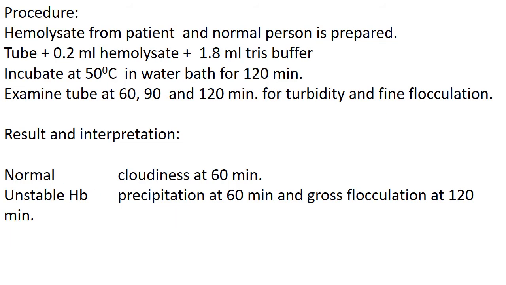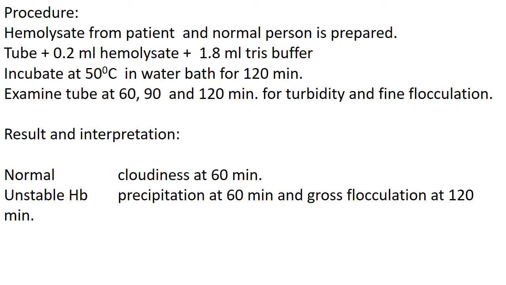Coming on to the procedure. Freshly made hemolysate from the patient and from a normal person to act as a control is prepared. It is important that hemolysate should be freshly made. Add 0.2 ml of hemolysate to the tube containing 1.8 ml of tris buffer. Incubate at 50 degrees centigrade in water bath for about 120 minutes.